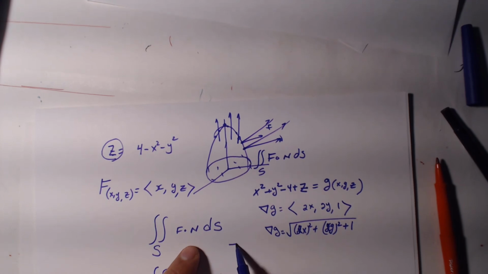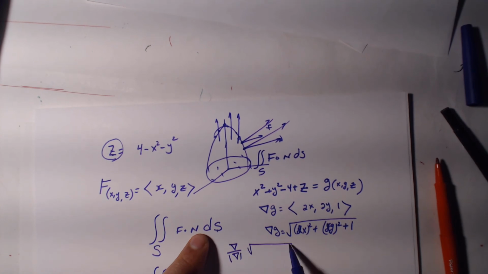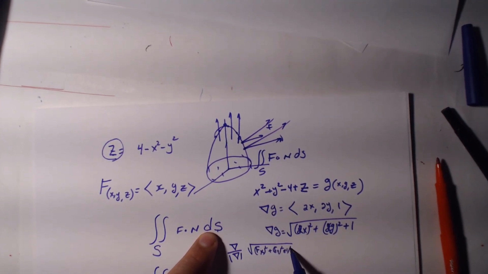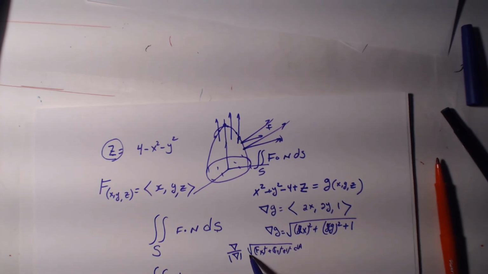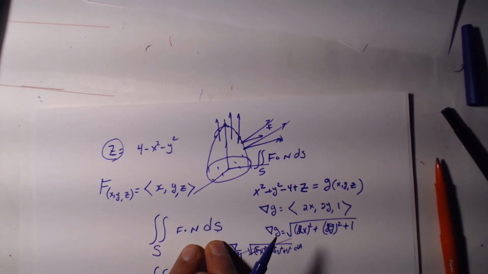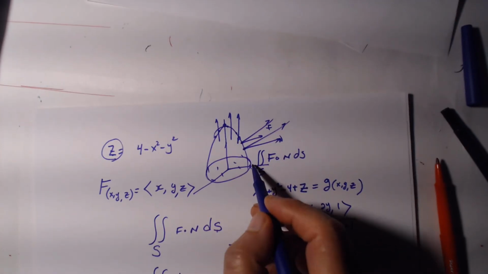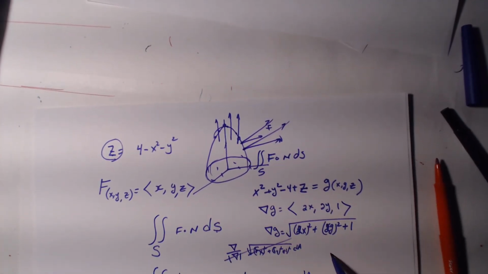I need the gradient over the magnitude of the gradient, but because it's not parameterized, I have to put my surface partial derivative of x squared plus partial derivative of y squared plus 1 squared dA, and I see that one and that one cancel. All I need is the gradient, and the gradient is 2x, 2y, and 1 dA. Good. Because my region is a circle, I'm going to use polar coordinates right here.